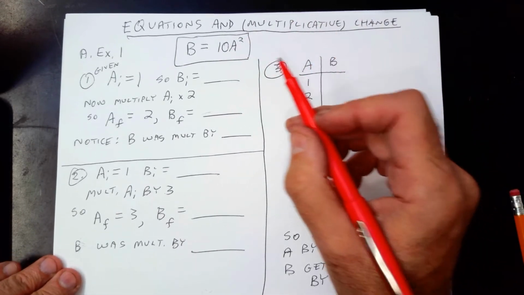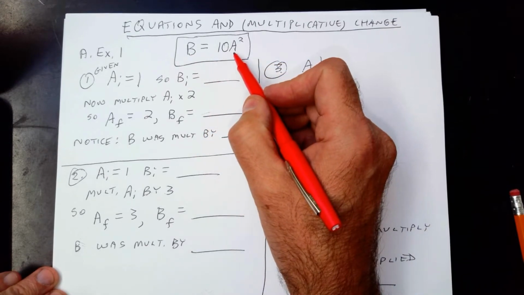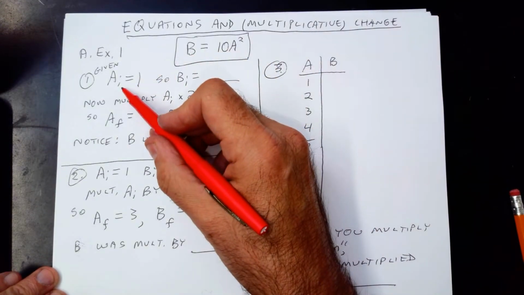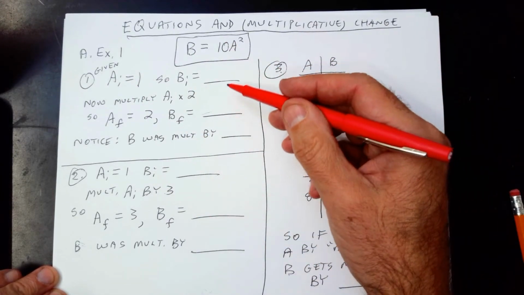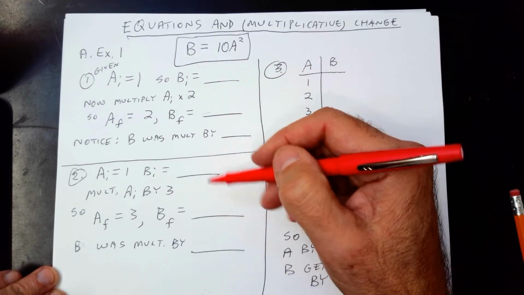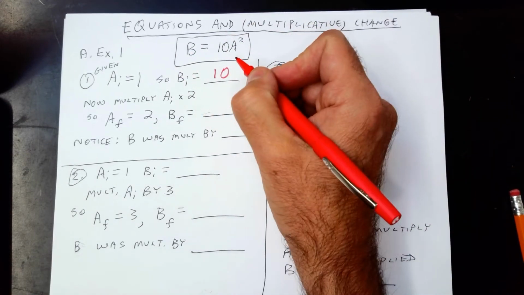We're going to start with a simple example. Here's our equation, b equals 10a squared. And you're given that the initial value of a is 1. So as always, when you see these blanks, you should pause the video every time and see if you can get the right answer before I tell it to you. So b initial would be 10.